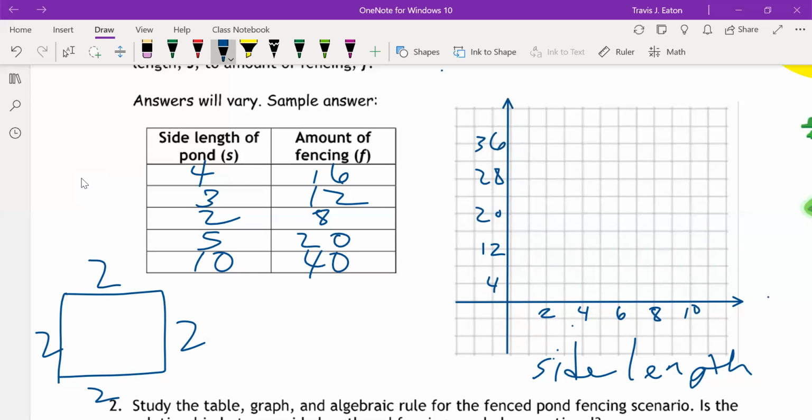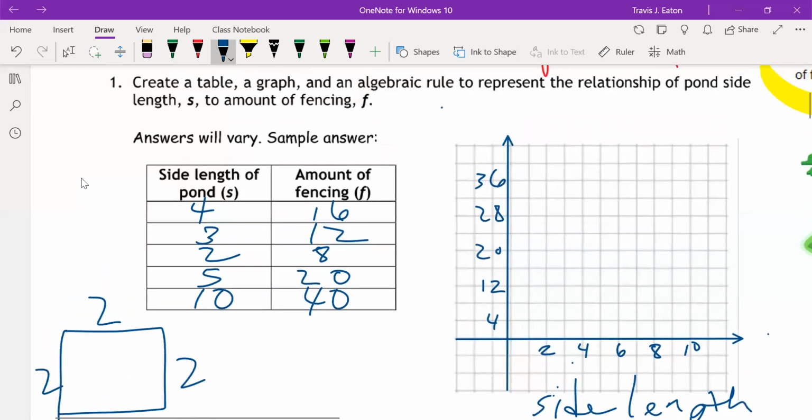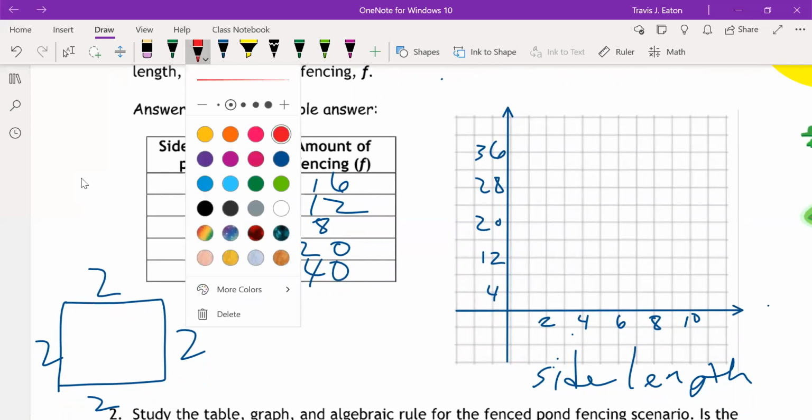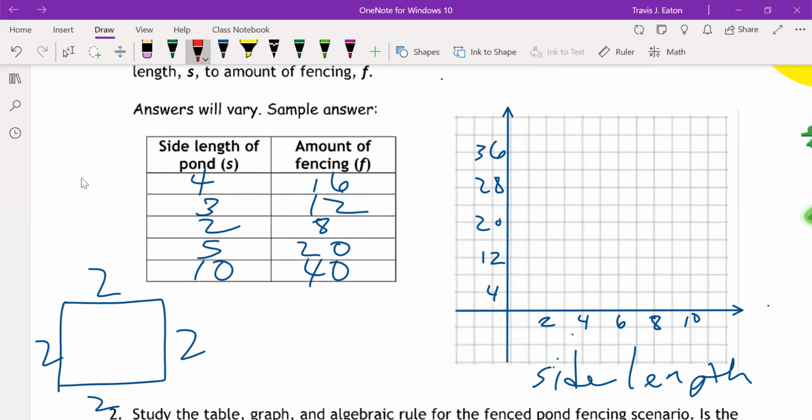So we've already taken care of the table. Look at that. We've got the table. Now let's graph this. I'll change the size of my dot to be a little bit bigger here. For 4 feet, we're going to have 16 feet of fencing. So go up by 4, 8, 12, 16. Looks like it's going to be right there. I think I better use my mouse for this one.